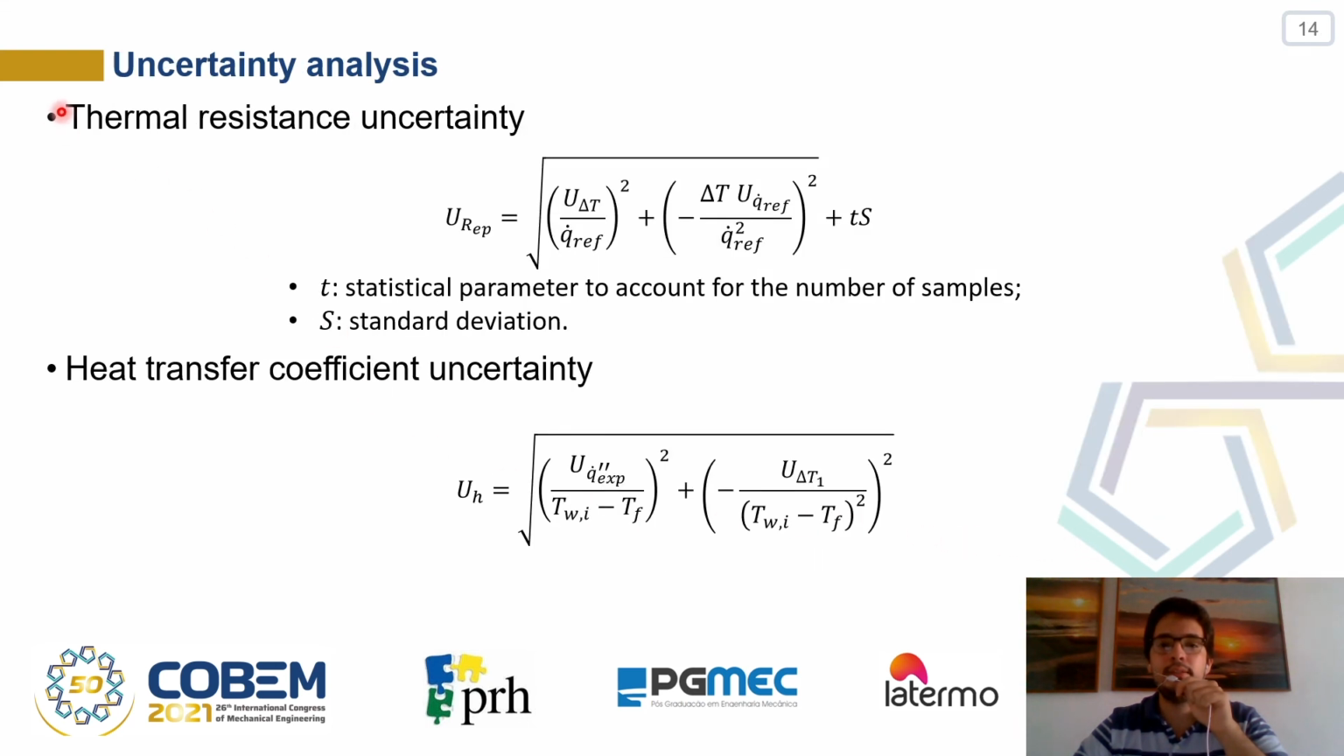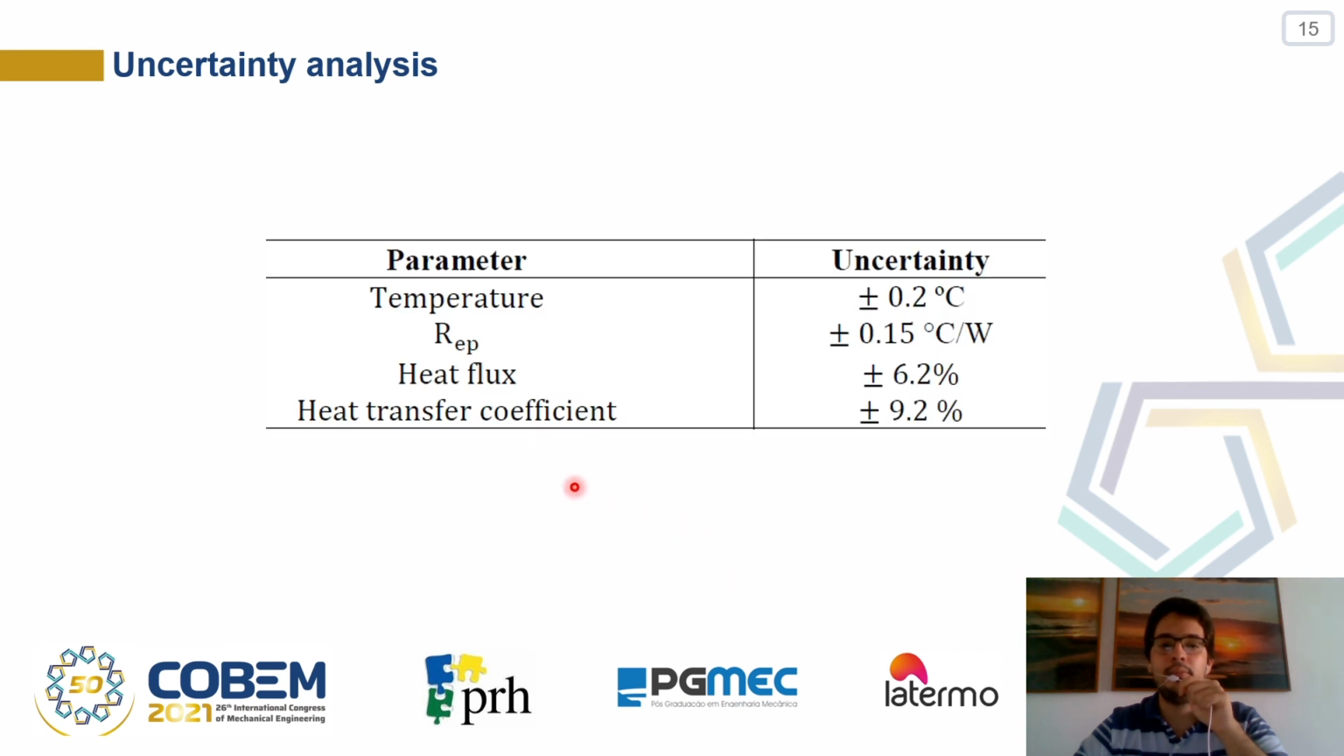The thermal resistance uncertainty is composed of the dispersion of experimental data, which is given by the product between T and S, and another term that accounts for systematic error due to uncertainties of other parameters. Similarly, the heat transfer coefficient uncertainty was calculated by systematic error. This table presents the list of uncertainties for the main parameters used in this study. The heat transfer coefficient can be determined by this method with uncertainty up to 9.2%, which is lower than those reported in the modified Wilson plot.